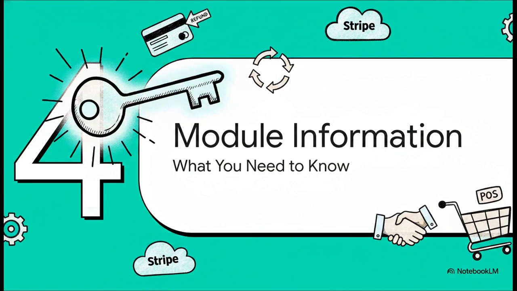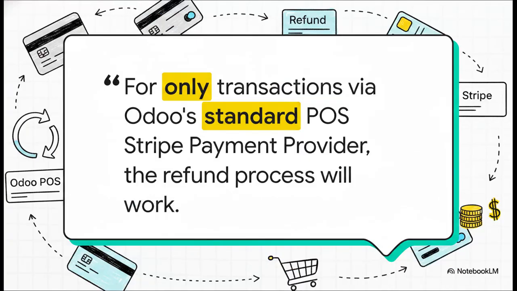Now, before we go any further, there's one really important thing you need to know to make sure all of this works just right. It's a key requirement. Okay, so listen up. This is crucial. The module is specifically designed to work only for transactions that were originally made using Odoo's standard POS Stripe payment provider. So you have to be using that standard out-of-the-box setup. That's what guarantees the whole integration is solid and reliable.